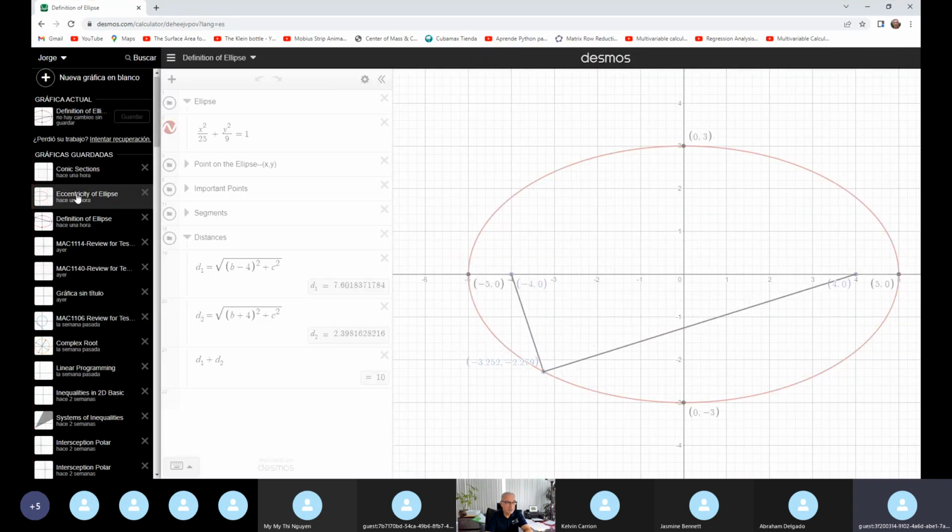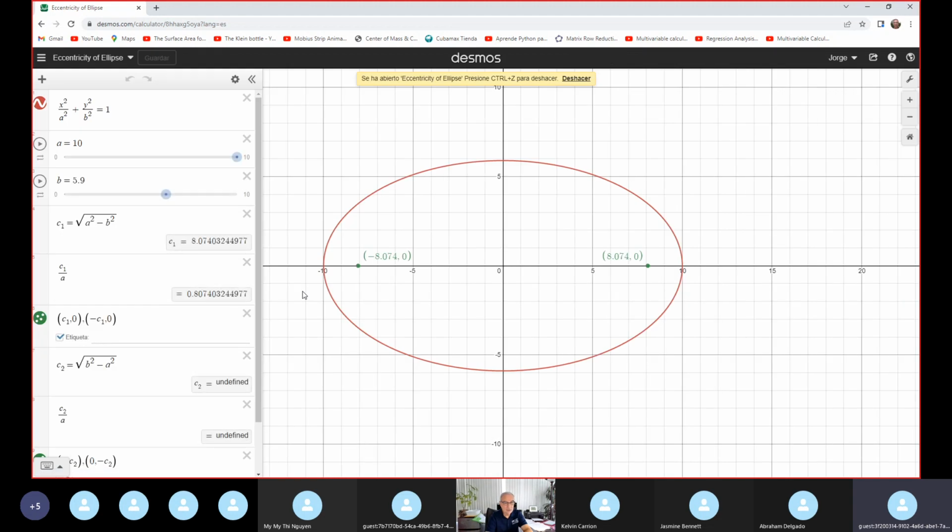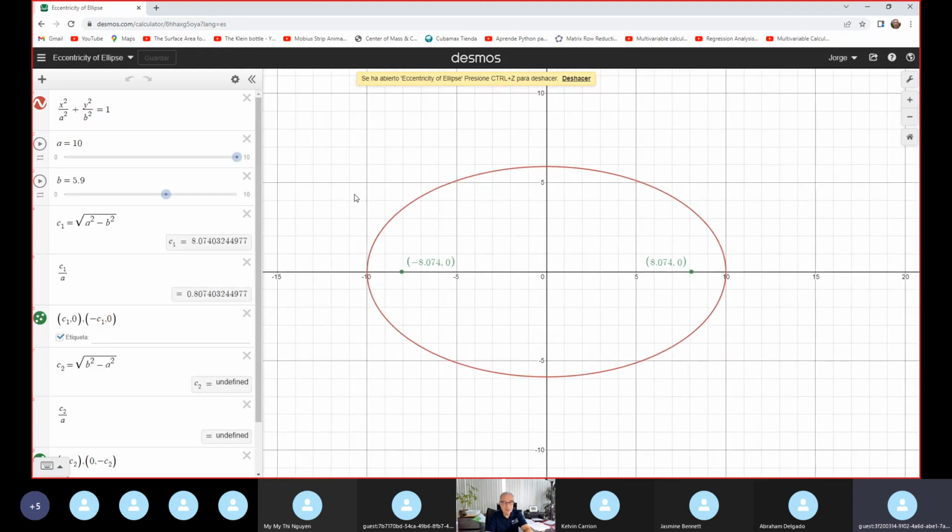So let me now use Desmos to explain in detail one important parameter for the ellipse: the eccentricity. So this is the equation of a hypothetical ellipse, and this is A and this is B. What is the difference between A and B? A is always the major axis. You have two numbers, A and B, and A is always the bigger one in the ellipse. In this case, I declare A equal 10 and B equal 5.9.